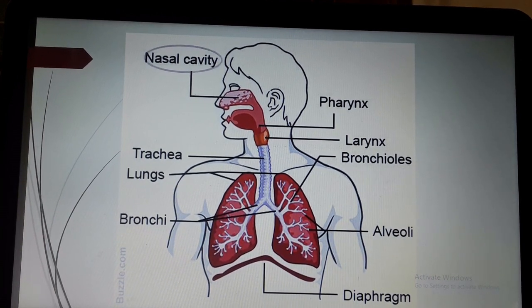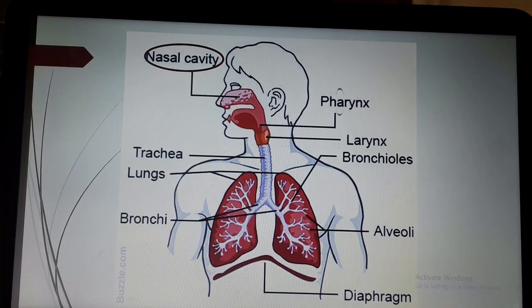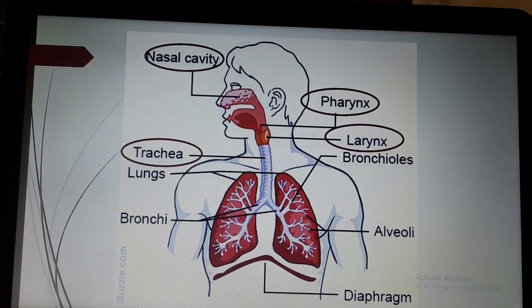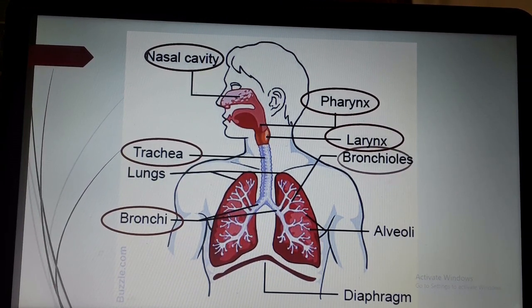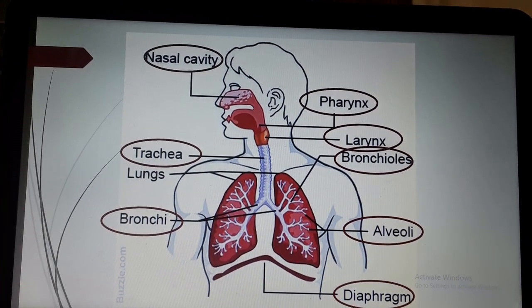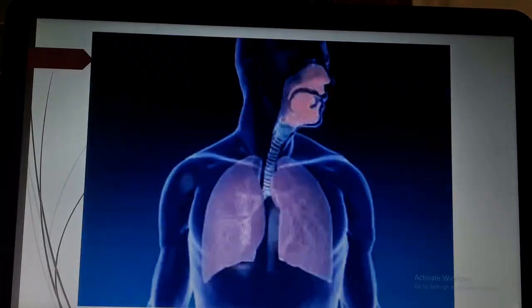You can see nasal cavity, pharynx, larynx or voice box, trachea or windpipe. It will enter to this red colored, most important structure, lung. Okay. Then this trachea will divide into bronchi, bronchi into bronchioles. Ultimately, it will reach alveoli. And this is the diaphragm which will help for this entire procedure. So a quick view.